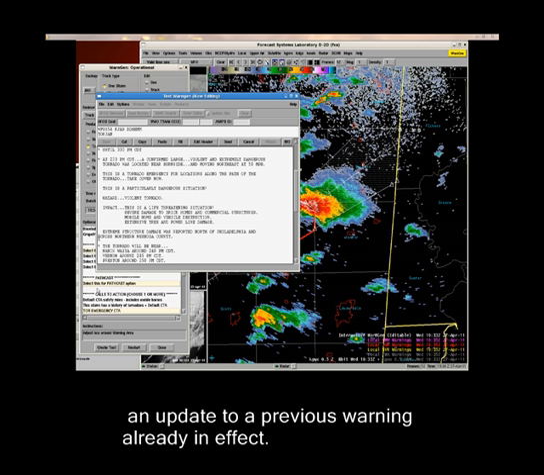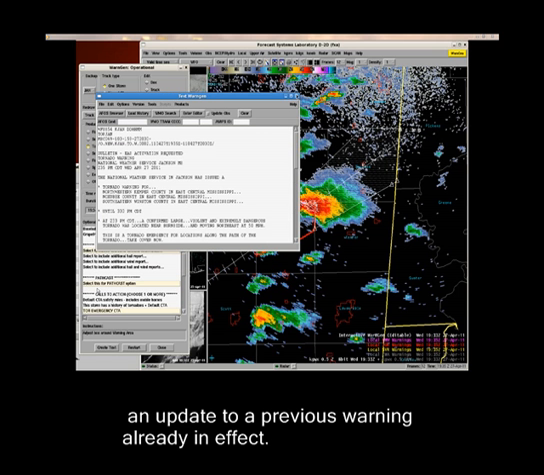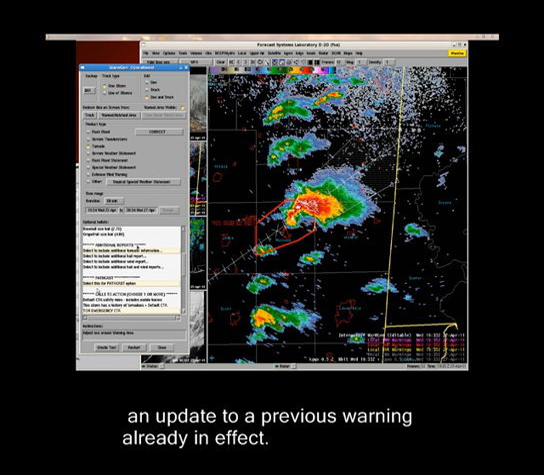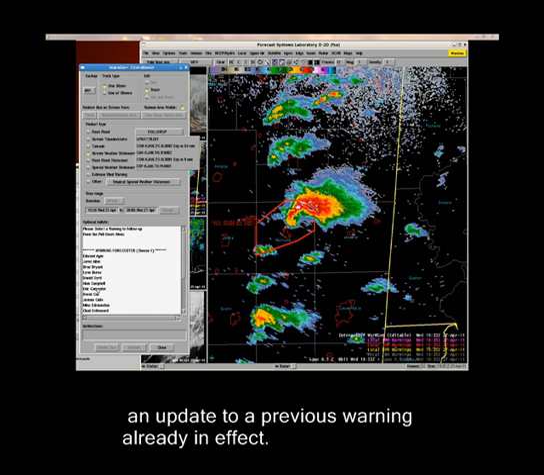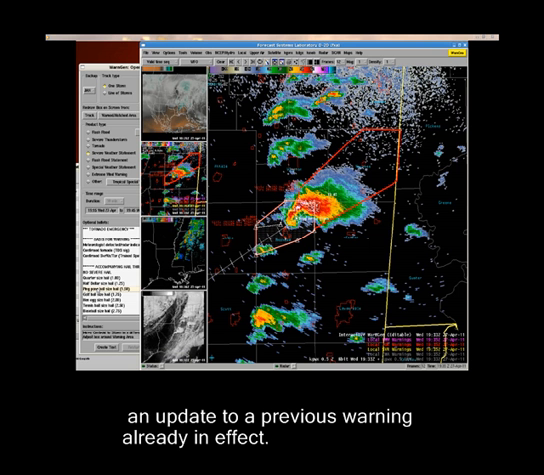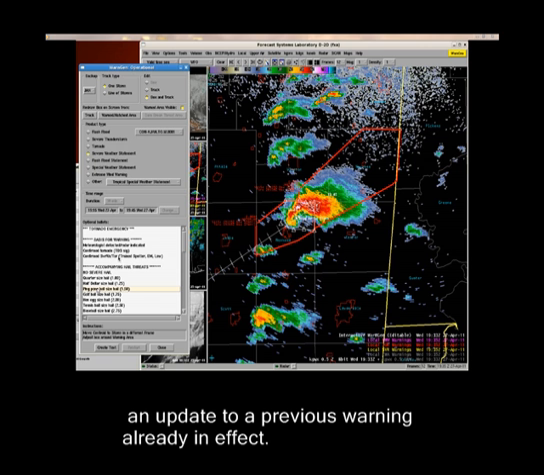So once the editing of the text product has been completed, it is sent out, and this goes out to the rest of the world, including broadcast meteorologists, National Weather Service, NOAA Weather Radio, as well as many other outlets. So with that warning now being issued, we're going to go back to the previous warning and do an update to include the enhanced and upgraded wording of the strong confirmed violent tornado that is ongoing.